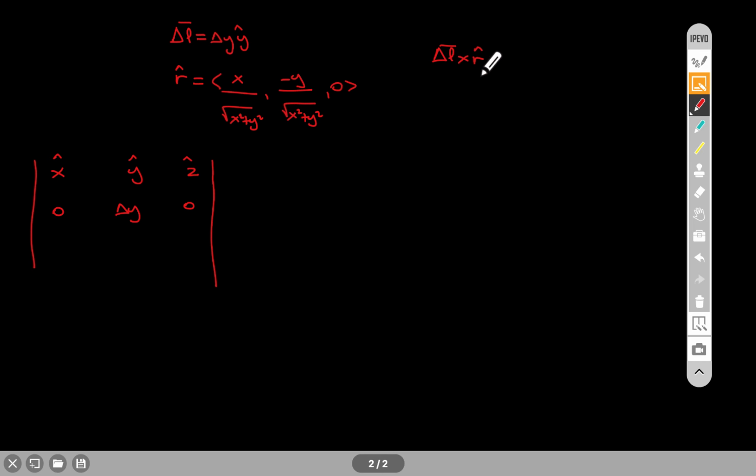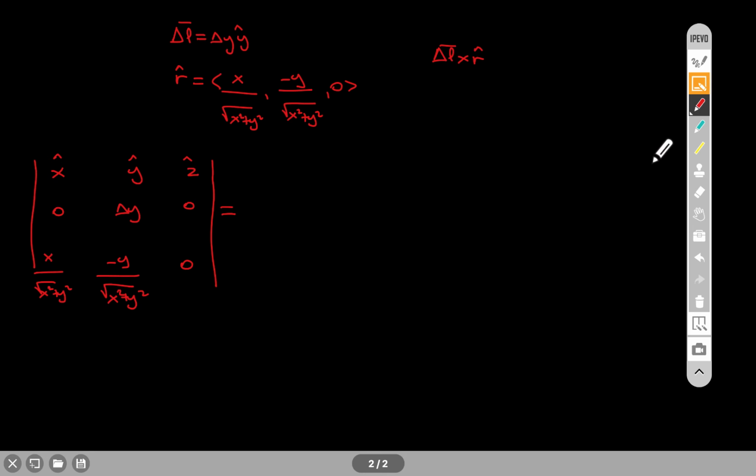And then I need the xyz components of the second vector of the cross product. So that will be x divided by the square root of x squared plus y squared, and then minus y over the square root of x squared plus y squared, and then I have a 0. Now I will show you how to do the first term, and I will let you do the rest.